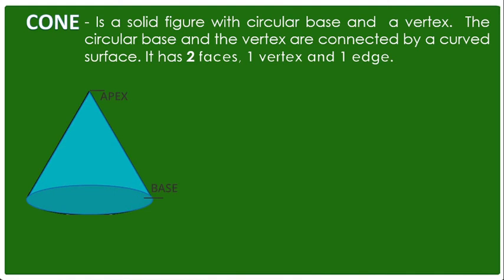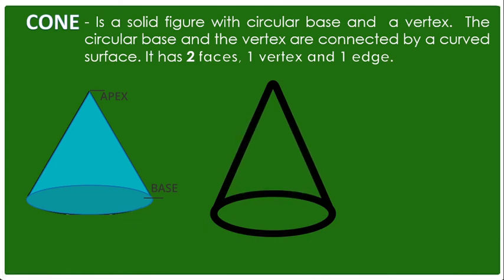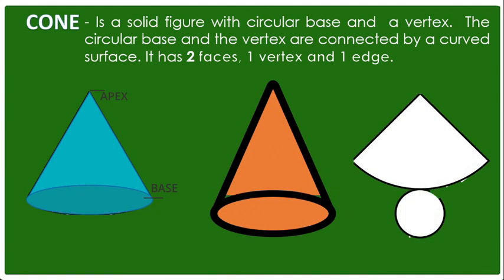So there is a circular base and then an apex as well. So that is one vertex, this one. The top is the vertex and this is the base, which is the circular base. As you can see here, we have a circular base and a curved surface. So it has two faces, one circular base and one curved face. So this is an example of a net of a cone. If we cut it and fold it, we can form a cone.